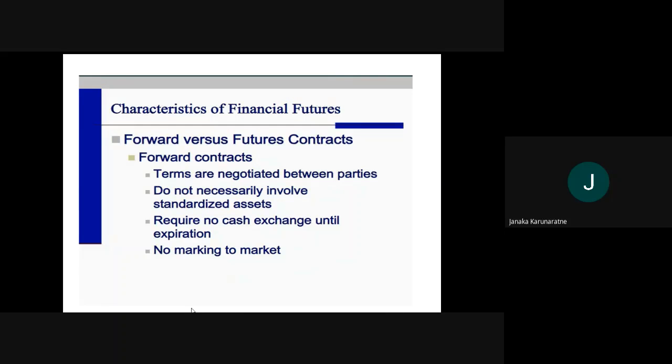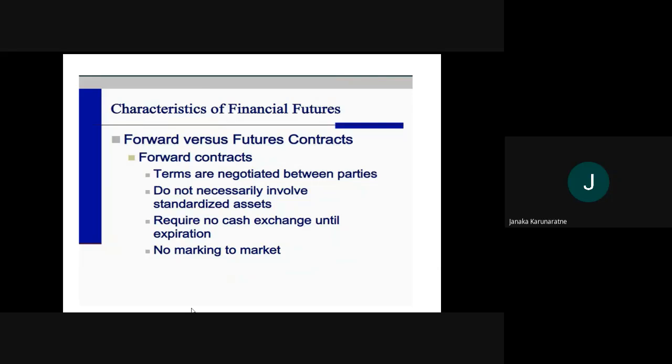Then let's look at the difference between forward and futures. All this time we were talking about the futures contract. Now, what is the forward contract? Again, typically there is an agreement between two parties, a buyer and a seller. One party agrees to buy a particular asset or index at a particular price on a future date, and there is a seller. But the difference is that a forward contract is not traded on a standardized exchange.